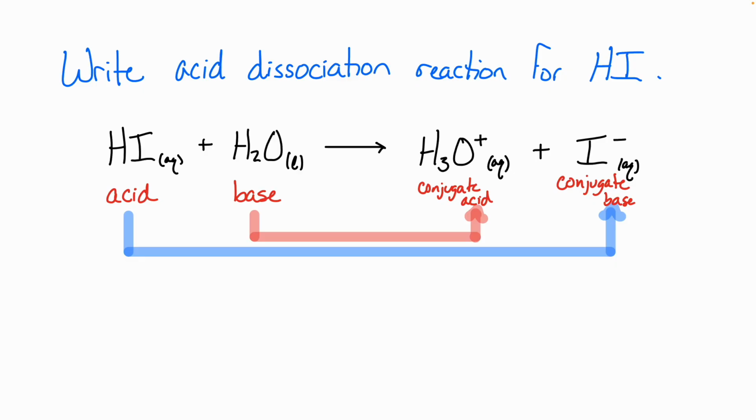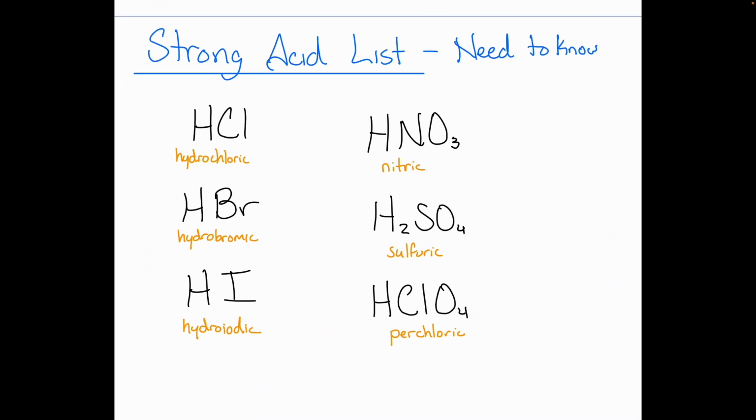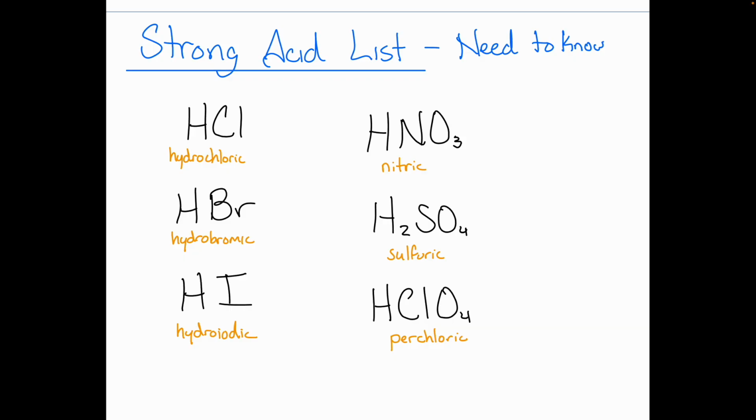All right? That said, this reaction right here, we would say goes 100% to completion. We would not worry about the equilibrium arrows for this one. We would just use this one directional arrow here. And that's because hydroiodic acid is one of our 6 strong acids. All right, there are 6 strong acids. We just got to know them. All right, these 6 here. If it's not on this list, it's not a strong acid. But these 6 are our strong acids.